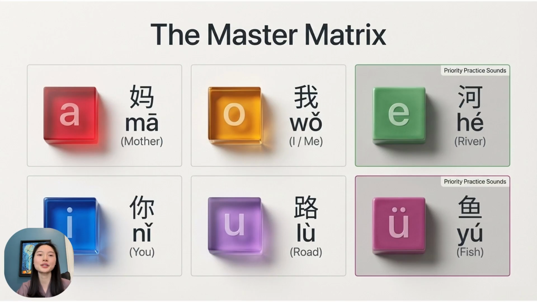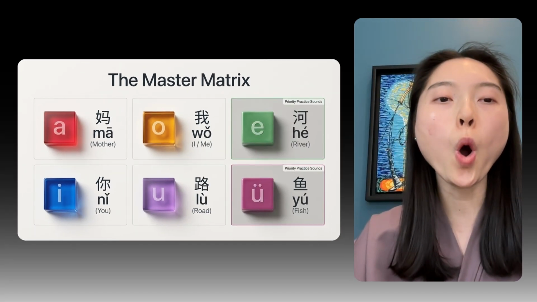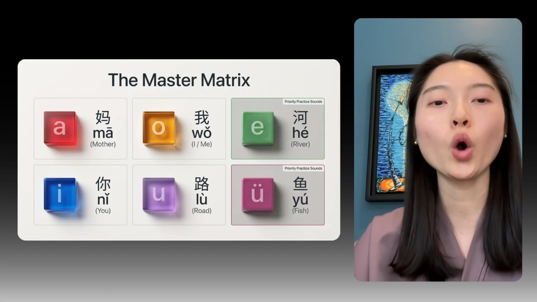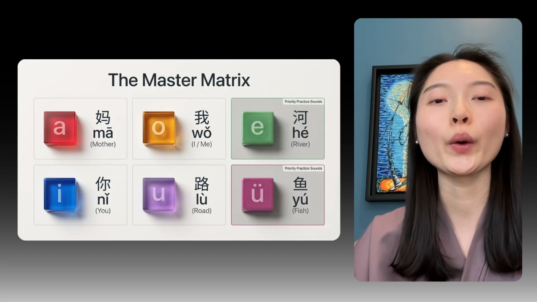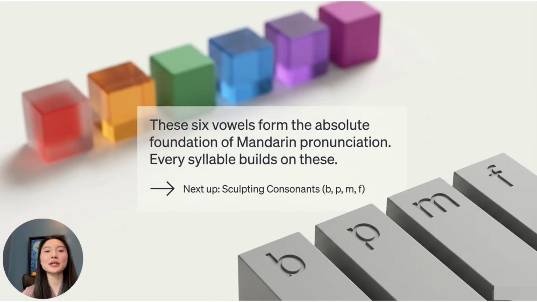Let's hear all 6 vowels together. A, o, e, i, u, ü. These 6 vowels are the foundation of Mandarin pronunciation. Every syllable you will ever learn builds on these sounds. That's Episode 2, the 6 basic vowels of Mandarin. Pay special attention to u and ü. Those are the 2 that need the most practice.